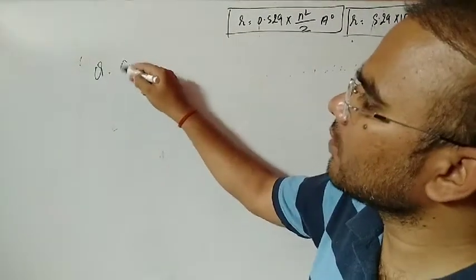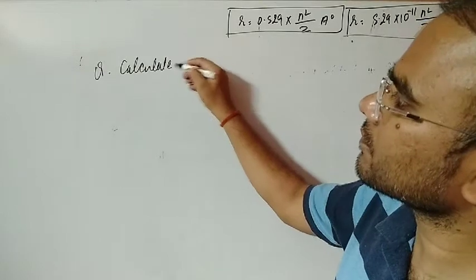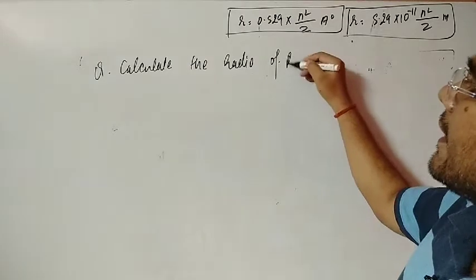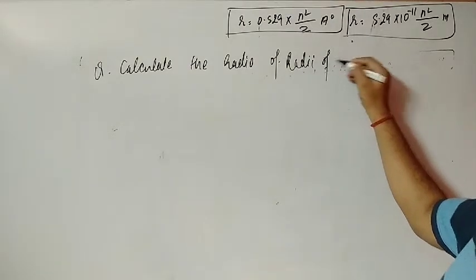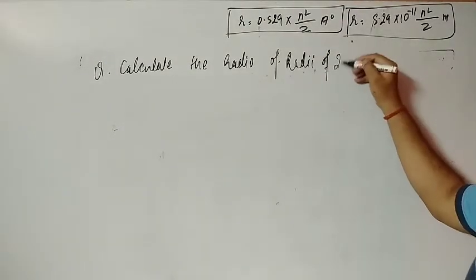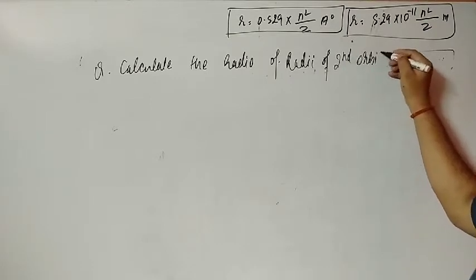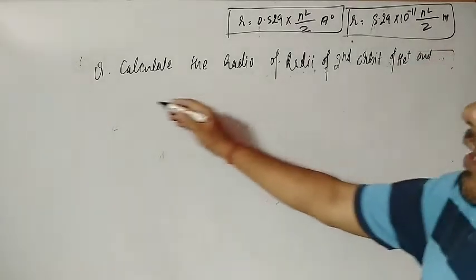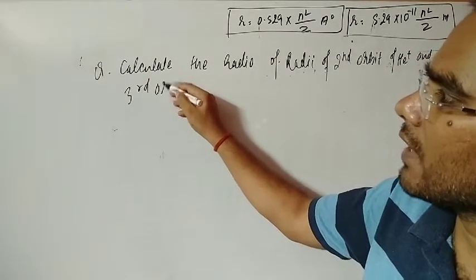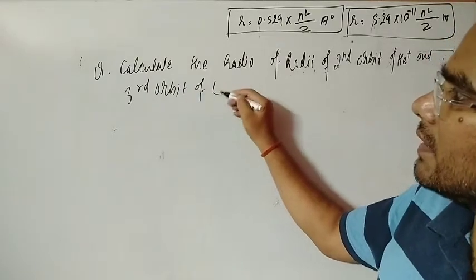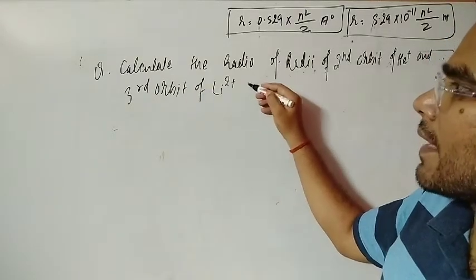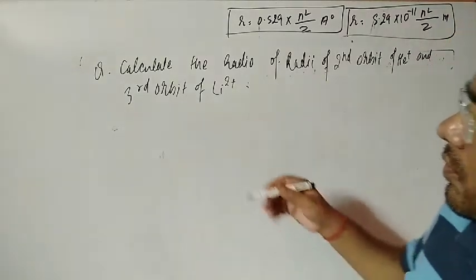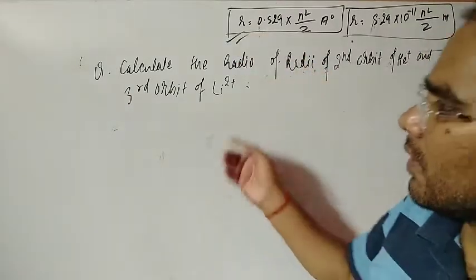Question: calculate the ratio of radii of the second orbit of helium plus and the third orbit of lithium 2 plus. So how can you calculate the radii ratio? The formula is already mentioned here, students, so apply the formula.